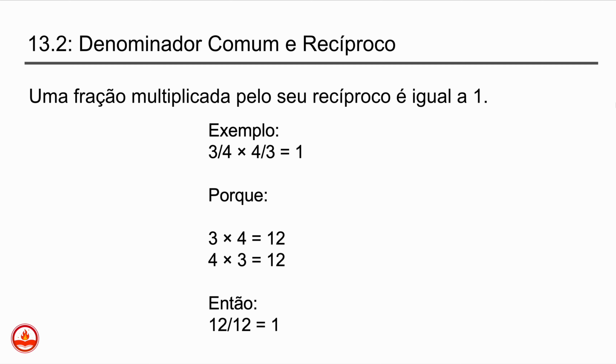A fraction multiplied by its reciprocal equals 1. For example, 3/4 times 4/3. The answer is 1. Why? Because the numerator and denominator become the same number. 12/12 equals 1.